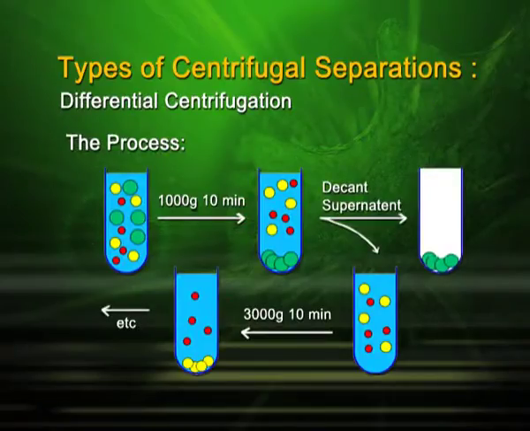Now, let us discuss differential centrifugation. Let me discuss the process involved in differential centrifugation. Let's look into this diagram, where you can see that inside the centrifuge tube, you have a green colored particle, a yellow colored particle and a red colored particle. Which one do you find big? Yes, the green color, followed by the yellow colored one, and the smallest one is the red colored particle.